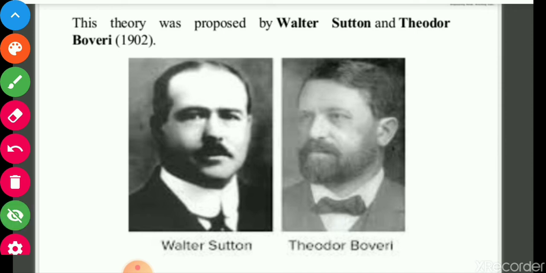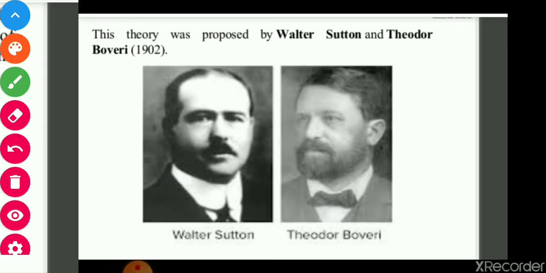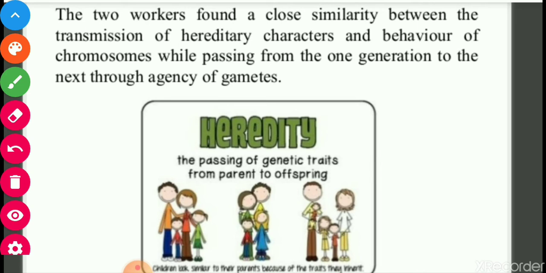This theory was given by Walter Sutton and Theodore Boveri in 1902. These two gave the theory of chromosomal inheritance. These are some key concepts about this. The two workers found close similarities between the transmission of hereditary characters and the behavior of the chromosomes while passing from one generation to the next through the agency of gametes, because gametes are the agencies which transfer the information to the next generation.